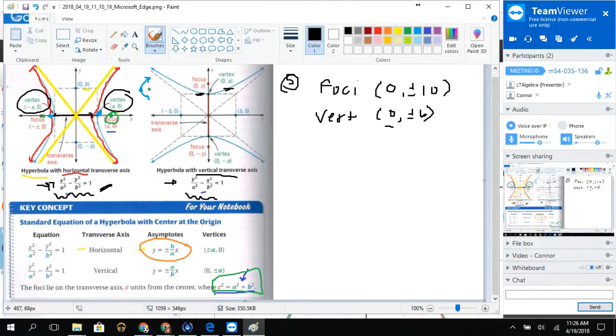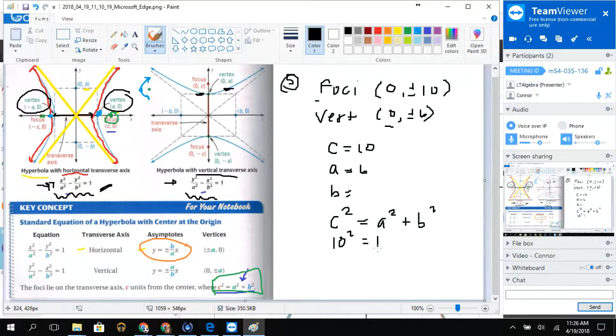So this tells me my focus point, c, is 10 because I just match up my equation. My vertex, a, is at 6. And then I'm almost there, basically. I need to figure out what b is, right? But I know that c squared equals a squared plus b squared. So if I fill in my blanks here, 10 squared equals 6 squared plus b squared, I actually end up with b equals 8.